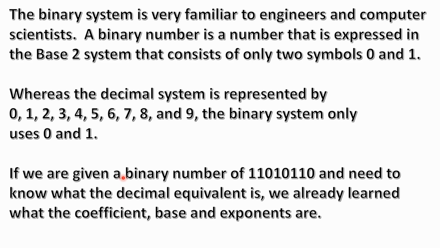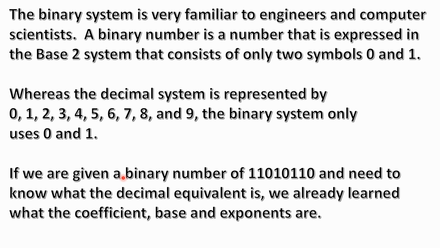All right, so we'll move on to another really common numbering system. Instead of base 10, you may have heard of the binary system, or base 2. The binary system is very familiar to engineers and computer scientists. I've worked with it quite a bit. A binary number is just a number expressed in the base 2 system, which consists of only two symbols, 0 and 1. In the base 10 system, we had 0 through 9. Here we only have 0 and 1.